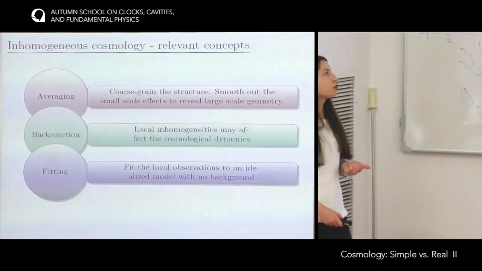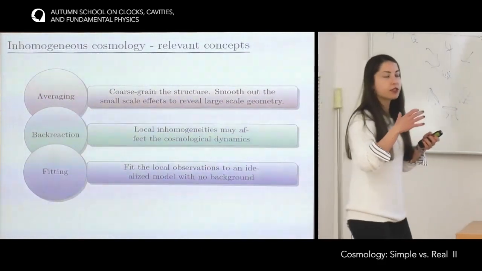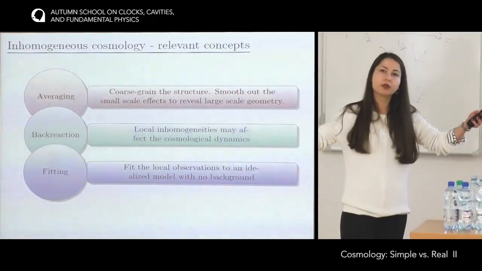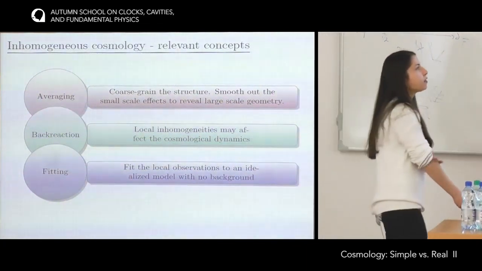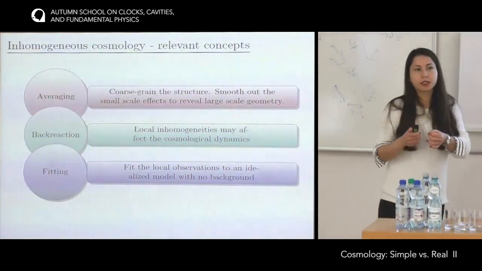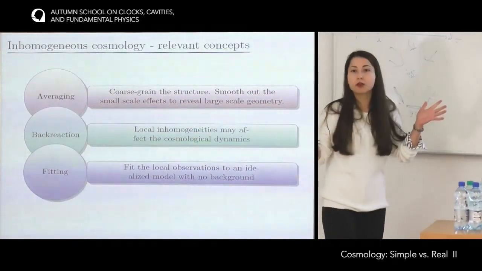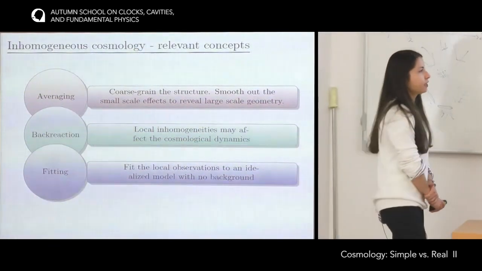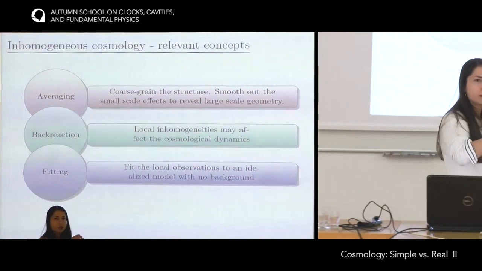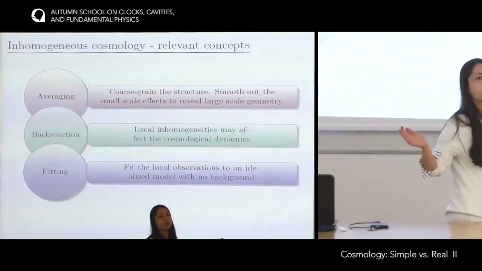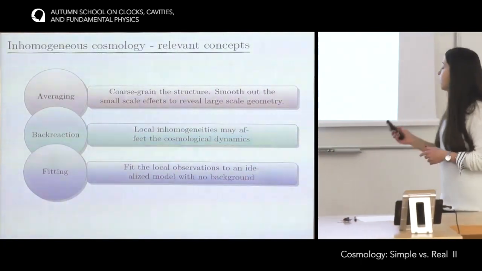So averaging is about coarse graining, how you smooth out the small scale effects so that you define your large scale structure of the universe in a proper manner. Back reaction is about how the local inhomogeneities, the stuff going on in your local neighborhood, let's say, may affect the cosmological dynamics. And the fitting is how you fit the data that you observe in your local neighborhood to an average geometry or an average distribution, because you smooth out stuff, right?